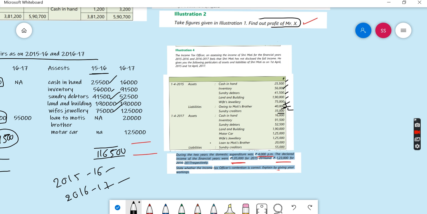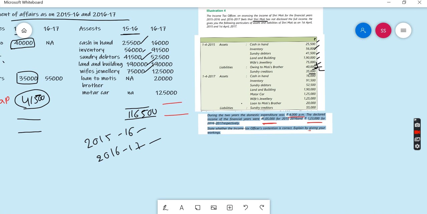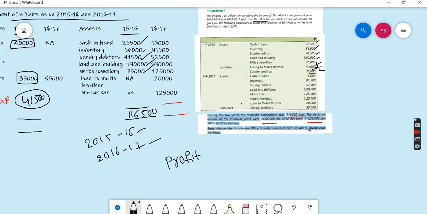So our income tax officer feels that the assessee, who is Sri Moti, is not disclosing the full income. The income tax officer feels that she is suppressing some income, hiding some income, right? So to find out whether our income tax officer is right or not, we need to find out what is the real income, what is the real profit made by Sri Moti. So how do we find out the profit? Like we discussed in the previous videos, by using the method of capital comparison.